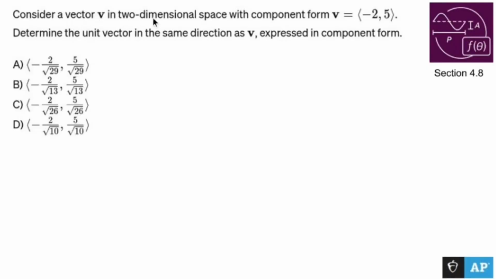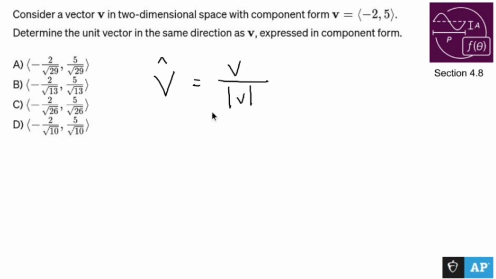Consider a vector v in 2-dimensional space in component form negative 2, 5. Determine the unit vector in the same direction as v expressed in component form. Now, unit vector is a vector with magnitude 1. And the way you find the unit vector, which is given to you as like a vector with a little hat-looking thing, is you take the vector that you're given and divide it by the magnitude of the vector. Now, the magnitude is the absolute value, and the vector gives the direction. So we have the vector, so that's good news.